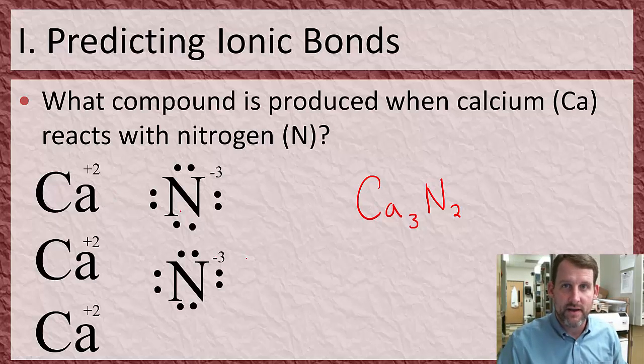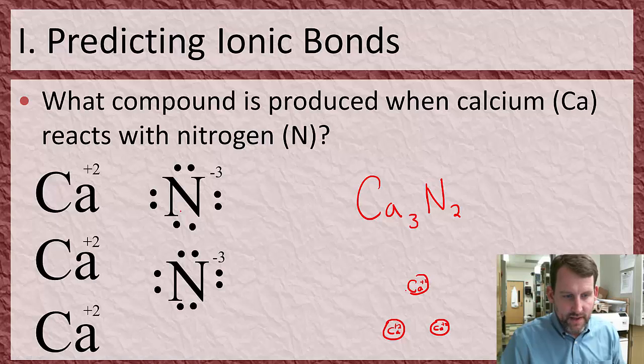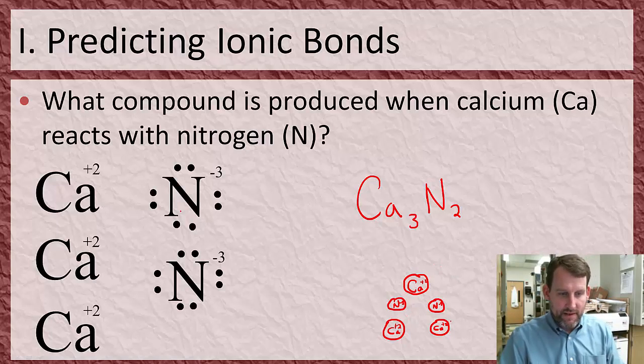Now you might be wondering, well, what does this look like? So remember before we had an NaCl, NaCl all the way across? Well, this one will be a little more complicated, and it's going to be 3-dimensional, but it'll look something like this. There'll be like a calcium +2, a calcium +2, a calcium +2, and mixed in here, like right here, is a nitrogen -3 and a nitrogen -3. And then the next one's going to be like a nitrogen -3 here.